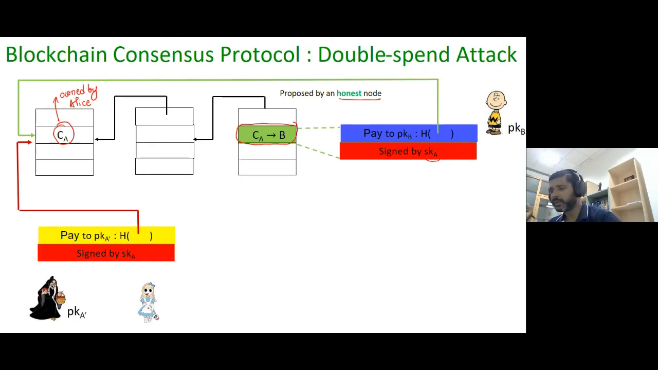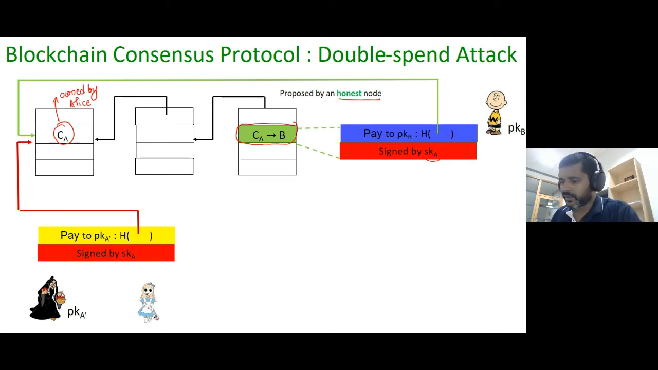Now, what Alice can do is she can again try to spend the same coin CA to someone else, say to herself, which she should not be allowed to do because she has already spent the coin to Bob. That coin CA is no longer available with Alice. It's now in the possession of Bob.